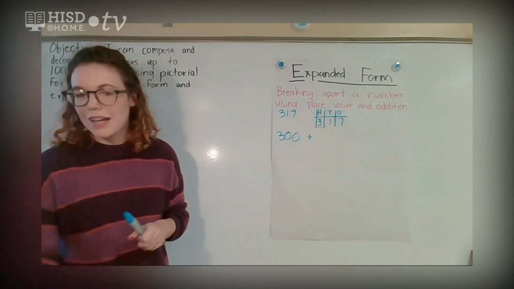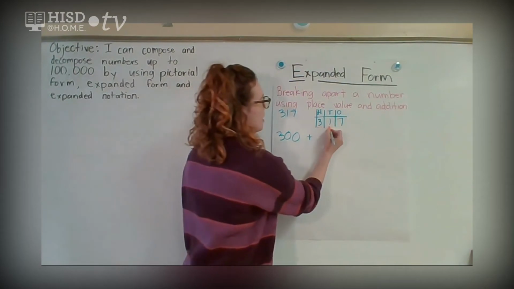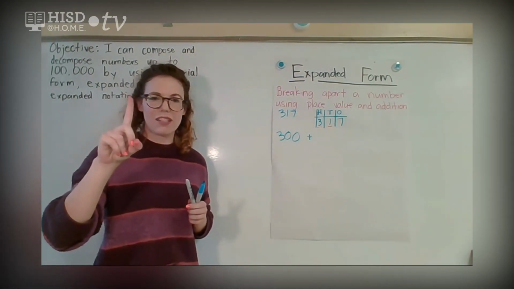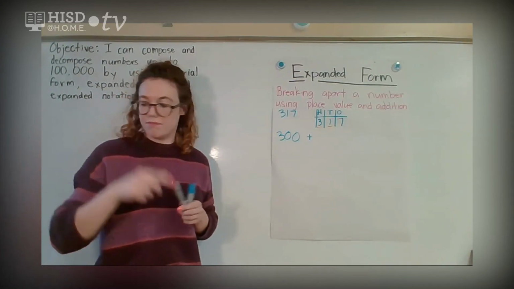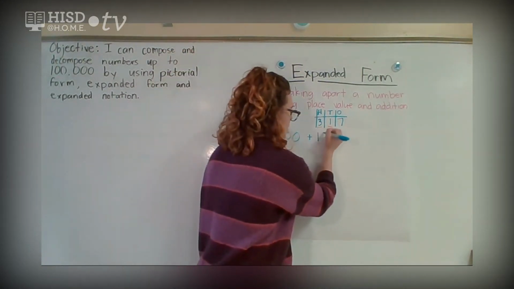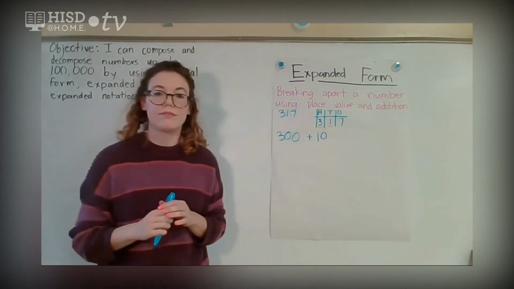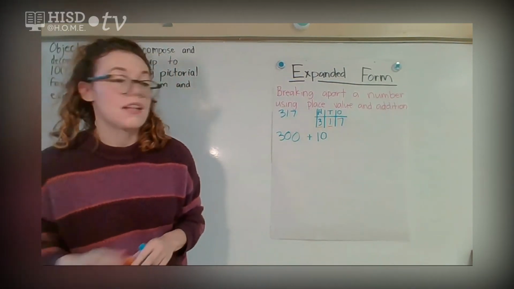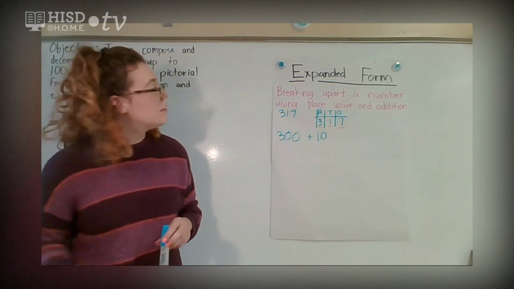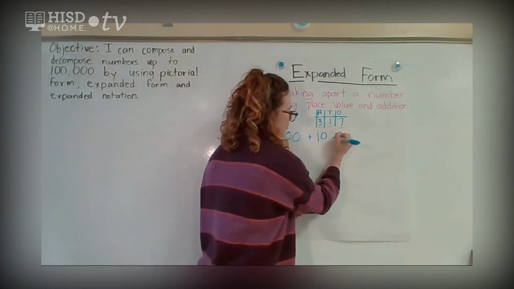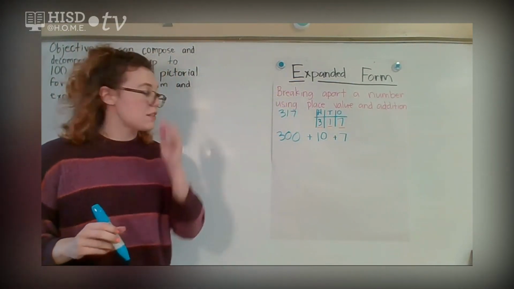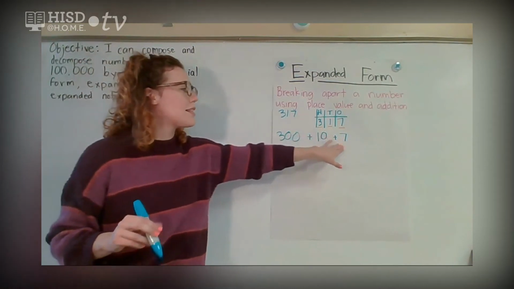So I have 300 plus. Now let's go to the next place, which is our tens place. How many tens do you see? There's 1 ten. So if I only have 1 ten, that's 10, right? So I'm going to write 300 plus 10. And then I'm going to go to this last place that I have today, which is the ones, plus 7. I have 7 ones. So I have 300 plus 10 plus 7.